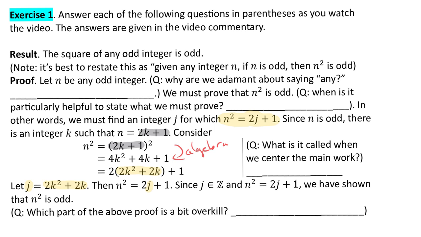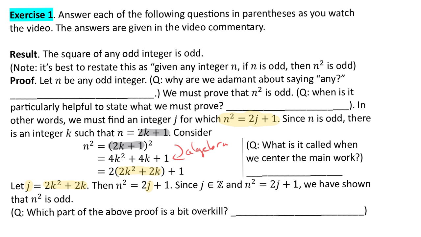Now, notice over here in this area, it's nice and pretty. Everything is lined up. Do you see that? That is basically drawing the reader in and saying, hey, watch, I'm about to perform really the crux of the argument. Okay, and that's what's known as displayed notation. So over here in this little box, what is it called when we center the main work? It's called displayed format. So you can put that in there.